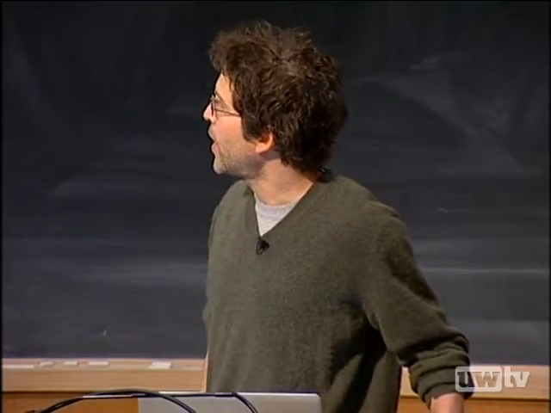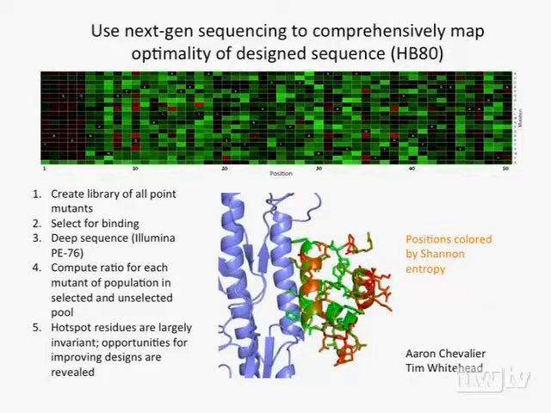And the way we are trying to get at that question is to use next generation sequencing. We made a library for each of those two proteins where we mutated every residue to every other residue. And then we use next generation sequencing to identify the frequency of each of those variants in the library before and after we selected for binding.